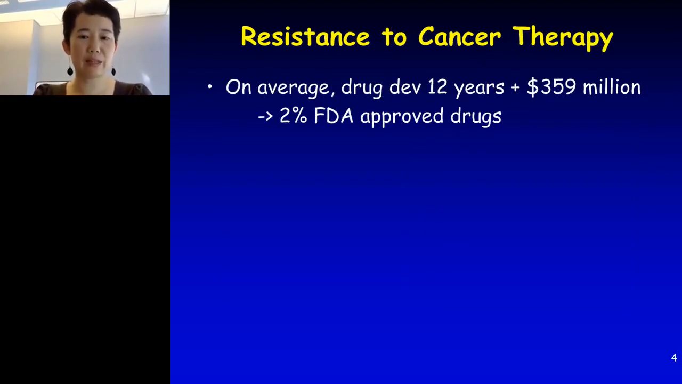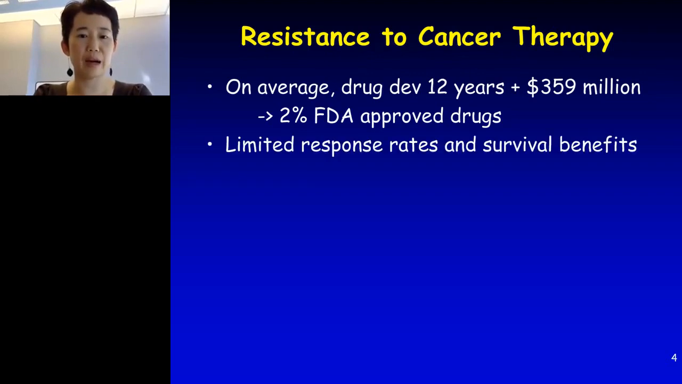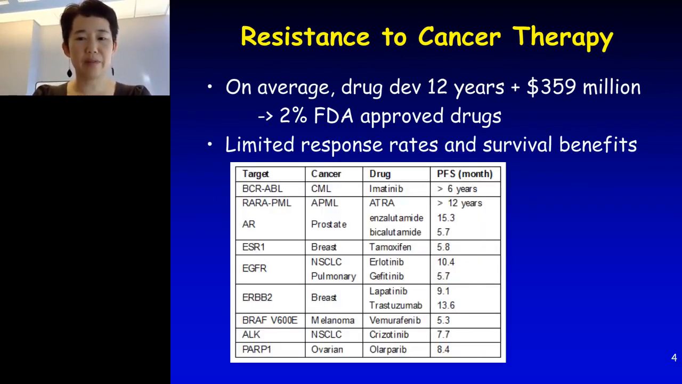Unfortunately, even with the tremendous cost associated with drug discovery, for example, on average it takes 12 years and $300 million to develop a drug, and 2% of those development efforts will finally end up as FDA-approved drugs. For a lot of cancer therapies, only limited response rates have been observed, and patients only see very limited survival benefits. For example, with many targeted therapies you observe just a survival benefit of 6 months or 12 months, and eventually a patient will develop therapy resistance. And some patients will not even respond to the therapy initially.